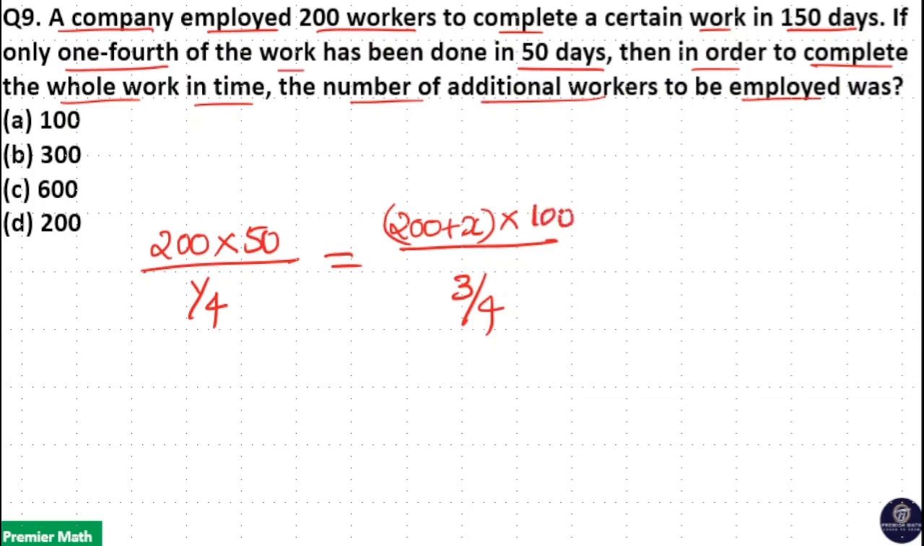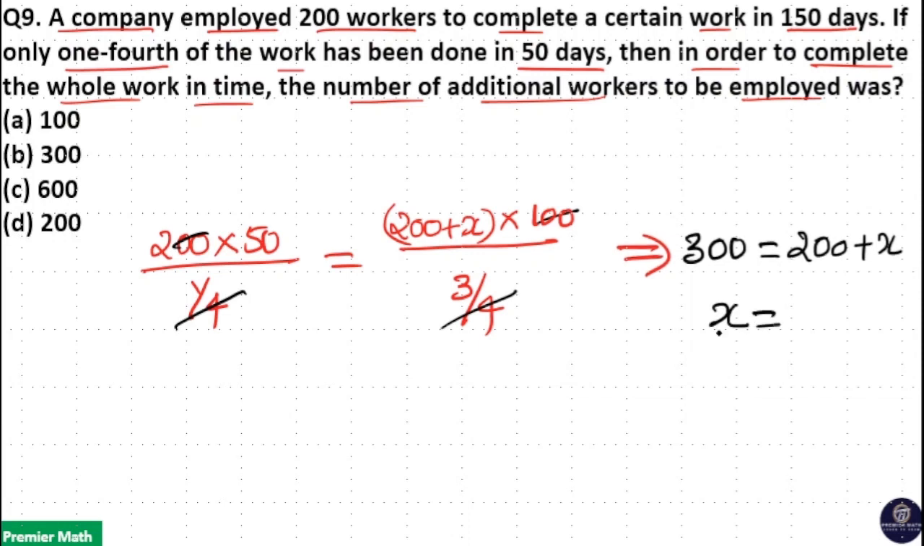That is 100 days. So this implies that here 1/4 cancel. 0, 0 cancel. Now 2 into 50 is 100. 100 into 3, 300. 300 is equal to 200 plus X. That means the additional number of employees X is equal to 300 minus 200, 100. So option A is your answer.